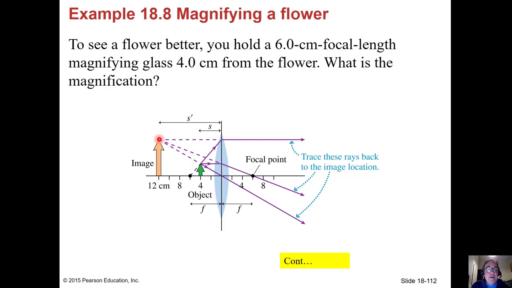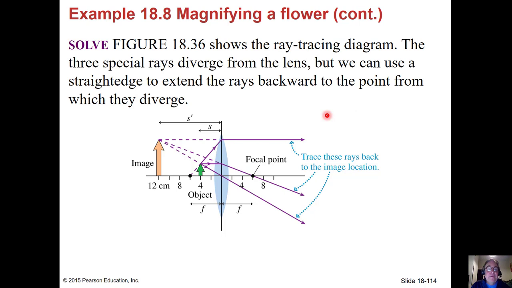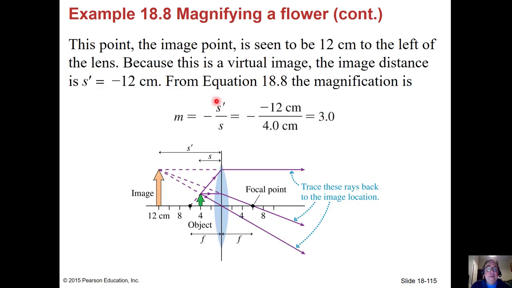Okay, a couple of things here. S, again, that's the object distance. S prime is the image distance. Okay, so we want to know the magnification. We need the formula. I think it's on the next slide. First of all, that's a synopsis of what I've said. Magnification is minus S prime over S.